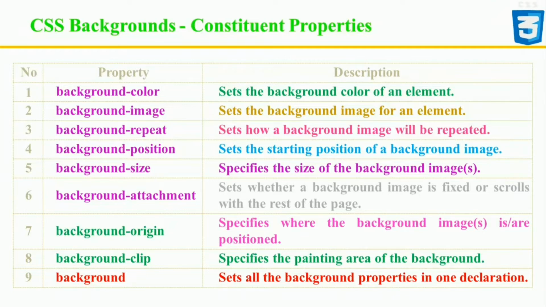The background attachment property is used to control the scrolling of an image in the background. The background origin property specifies the origin position, the background positioning area of a background image. The background clip property defines how far the background image or color should extend within an element. The background shorthand property sets all the background properties in one declaration.